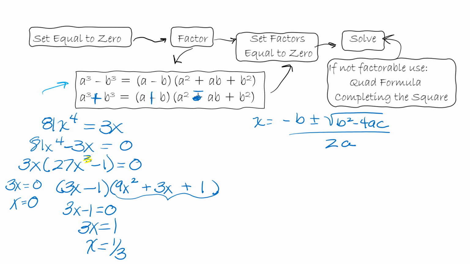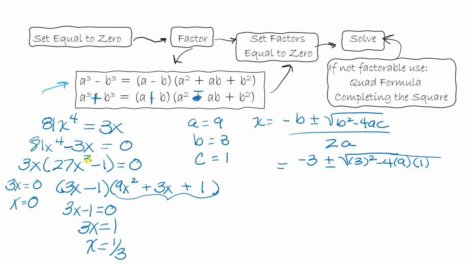So in this case, my a is 9. It's what's in front of the x squared. My b is 3, and my c is 1. So if I substitute in, I get negative 3 plus or minus the square root of 3 squared minus 4 times 9 times 1, all over 2 times 9.